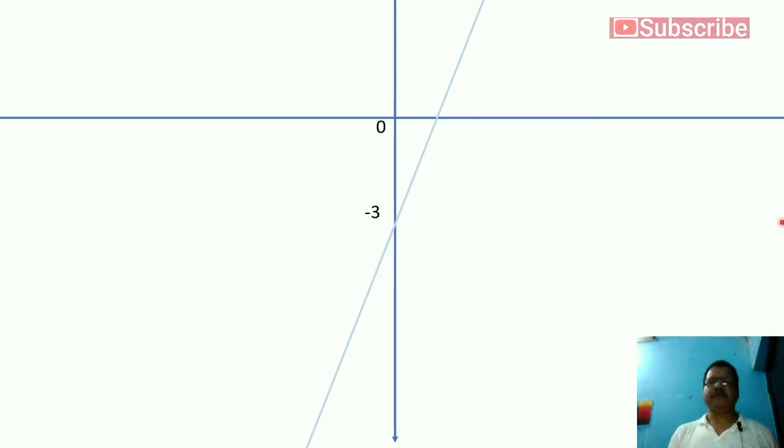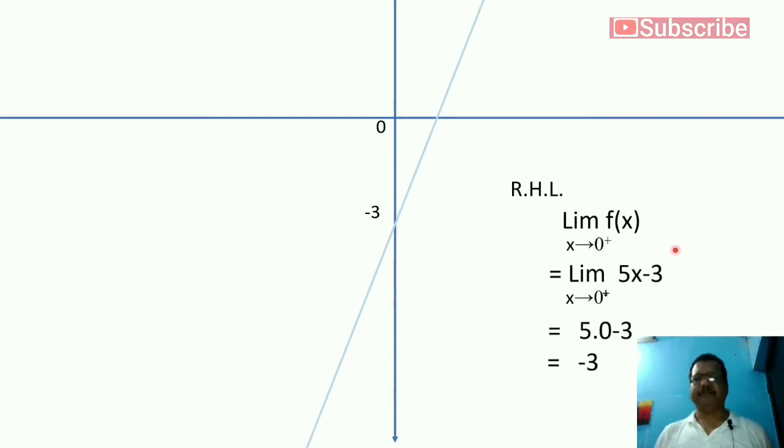Now you see, when x approaches towards 0, y is getting down to -3. So that is for the right hand limit of f(x) when x approaches 0 from the positive side. From the right hand side means limit x tends to 0 positive of 5x - 3, and in place of x we put 0 because x is approaching 0. So 5 into 0 minus 3, the right hand limit of f(x) is equal to -3.